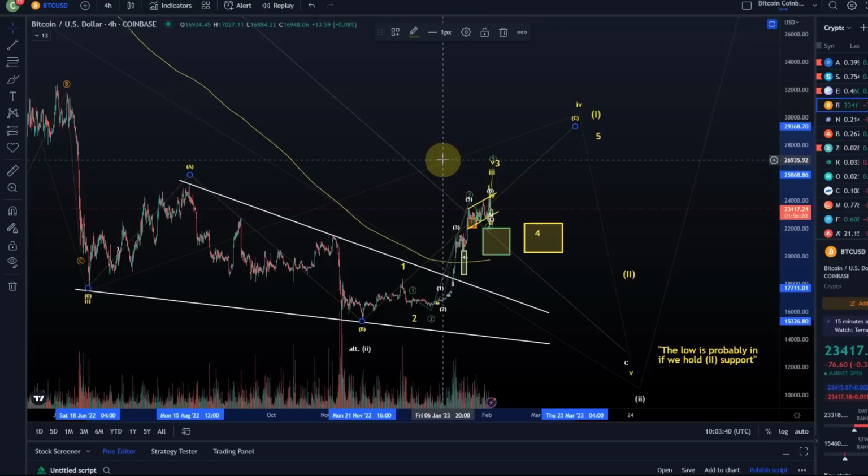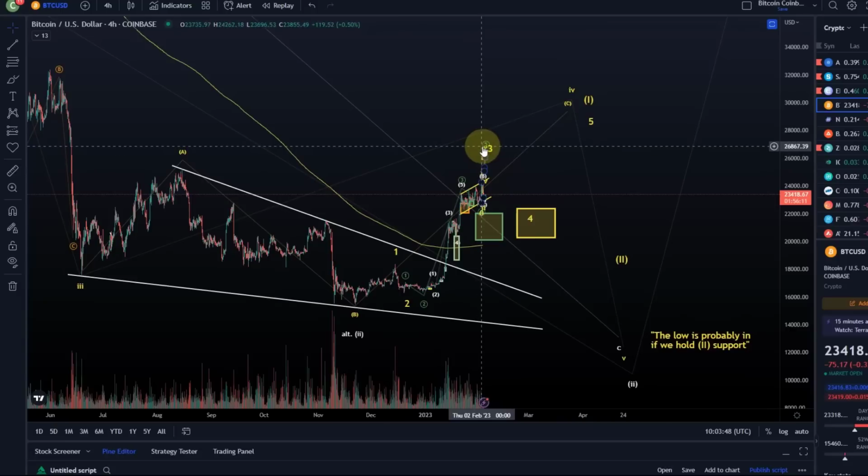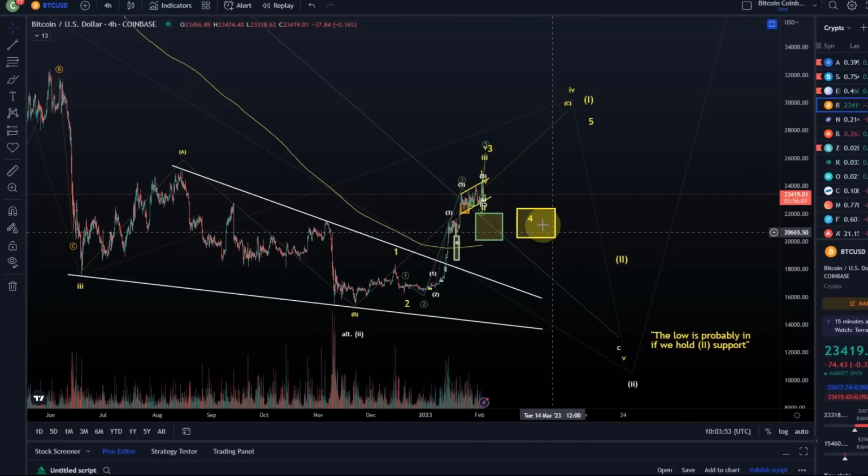What else do we have? Yeah, so it could be just very simply that we have only 3 waves up here and we get a fourth and a fifth, or we have 5 waves up. And that means now in any pullback which is coming, we need to be watching first, do we hold wave 4 support? And I'm going to take the green box out now.